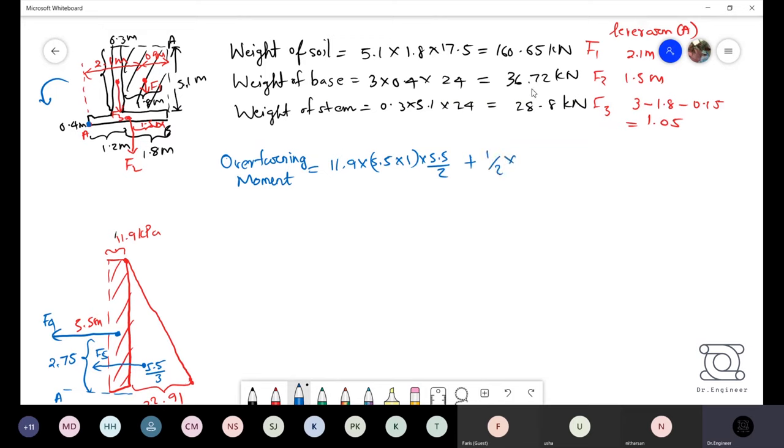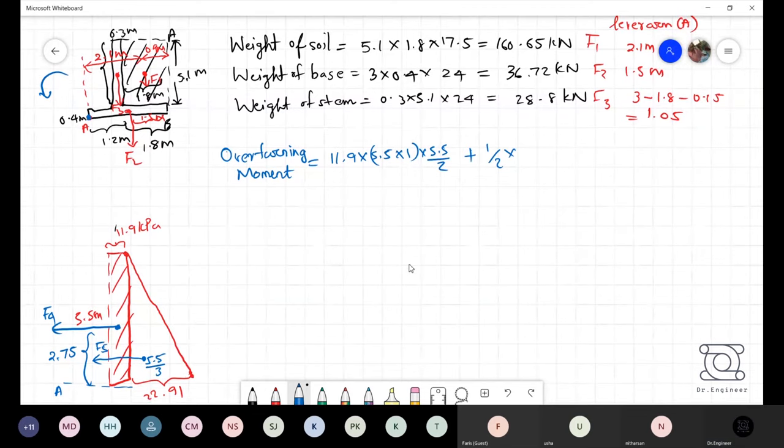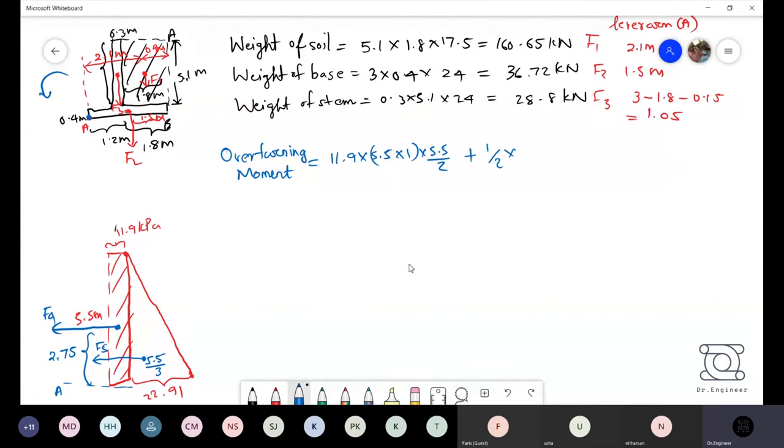That's why I calculated only this part. This is 22.91, half times base into height 5.5. This gives the area of the triangle times the lever arm ratio. This is 5.5 by 3. So I'll take this as M0. You can do the solving, right? Overturning moment.